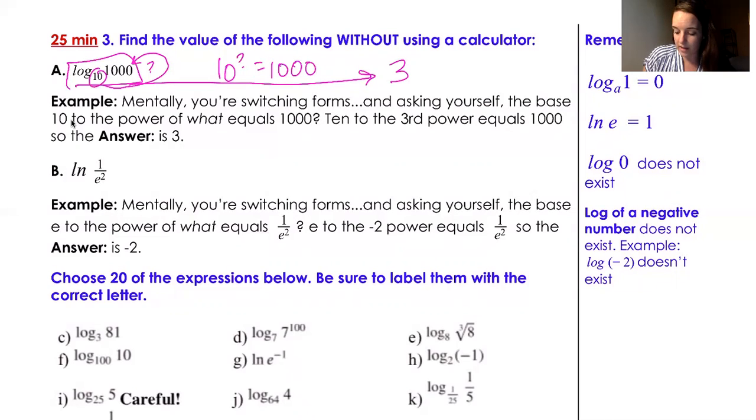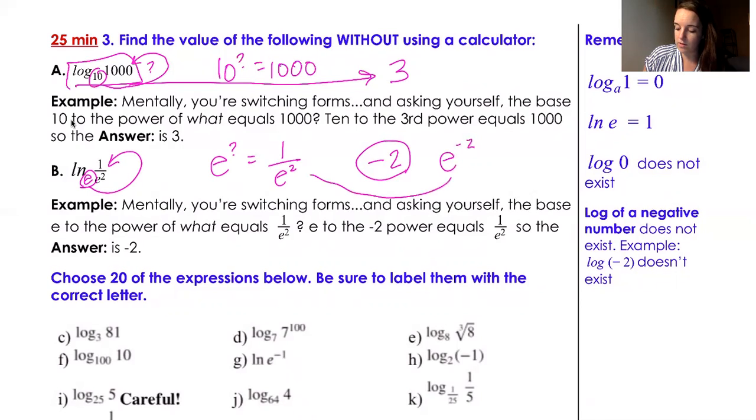The same is true for ln. Remember, it has a base of e. So e to the power of what gives me 1 over e squared? In order to be 2, I would need 2, and in order to move to the bottom, I would need a negative. So your answer here would be -2. e to the -2 power would give you that there.